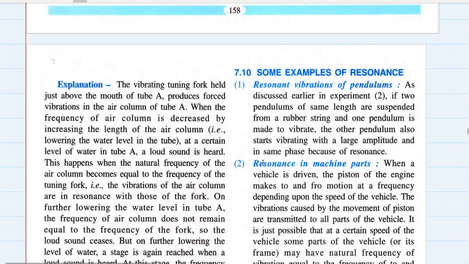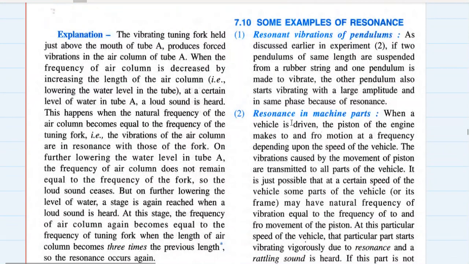Some examples of resonance. Resonant vibrations of pendulums. As discussed earlier in experiment 2, if two pendulums of same length are suspended from a rubber string, and one pendulum is made to vibrate, the other pendulum also starts vibrating with large amplitude and in the same phase because of resonance. This is the experiment we just did, and it is an example of it.